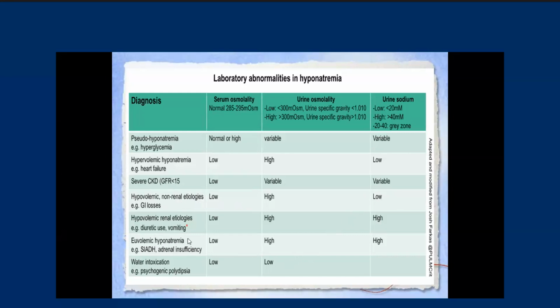So in SIADH, there will be a release of antidiuretic hormone, and there will be excretion of concentrated urine. So that will result in an increment in urine osmolality. And there will be associated loss of sodium in patients with syndrome of inappropriate antidiuretic hormone secretion. So we'll expect the urine sodium to be high.